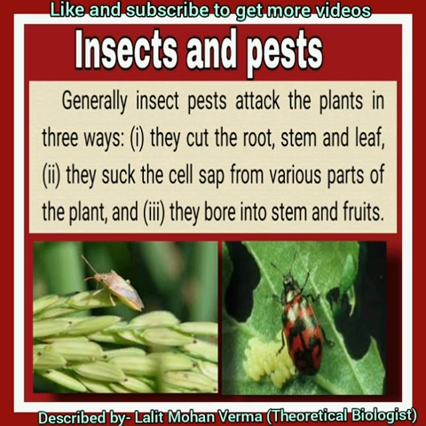The insect pests. Generally, insect pests attack the plant in three ways. Students, any organism which damages or destroys a crop plant is called a pest. So how can they damage? They cut roots, stem and leaves, thereby destroying the crop. They suck the cell sap from various parts of the plant. They bore into the stem and the fruits and eat them from inside. So they can damage the crop.